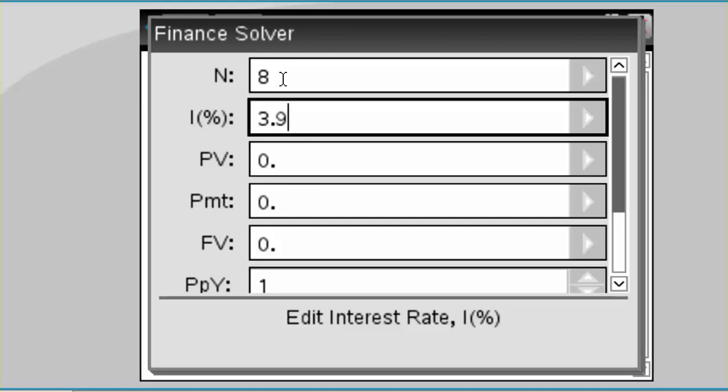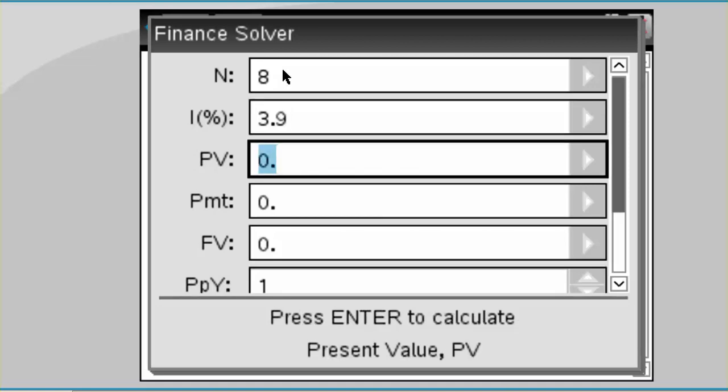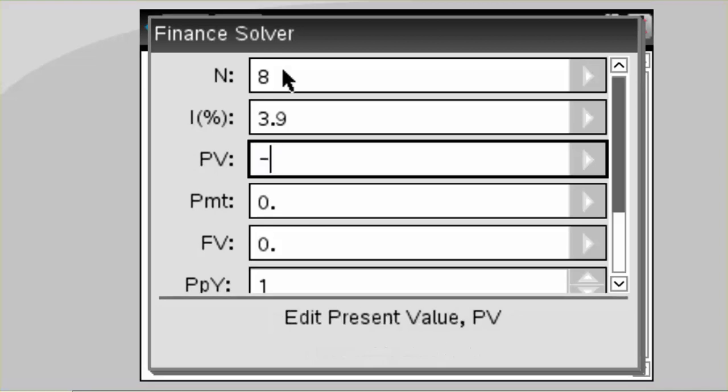Sarah invests $5,000 to a savings account. So her present value is $5,000 and it's an investment. So it's come out of her pocket and into the bank. So because it's out of her pocket, we need negative $5,000.